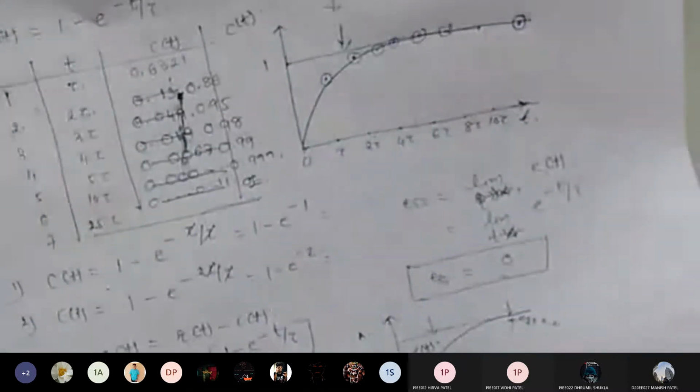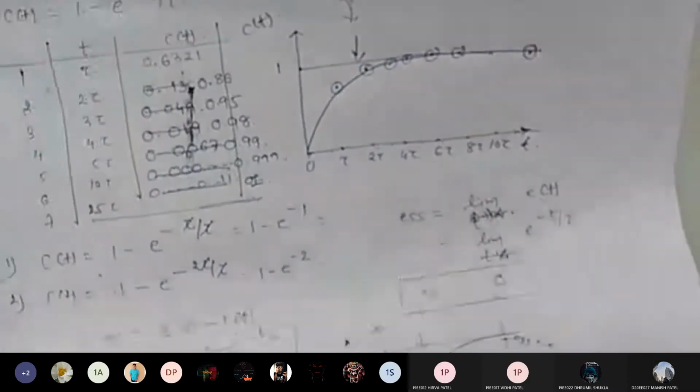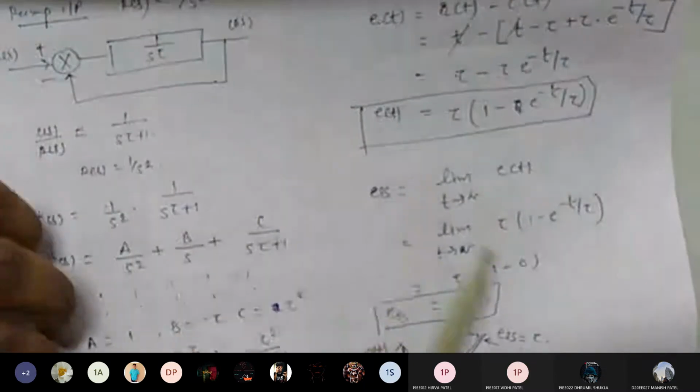Our observation table you can also make, but there is no need for that, it is for example. Okay, and then the third one is your impulse input. Third one is your impulse input, that we have completed. Done.